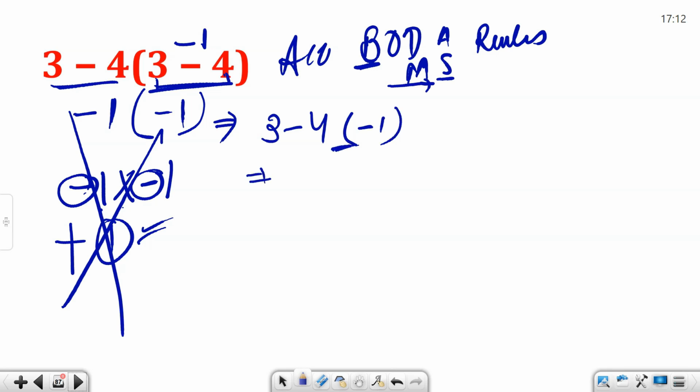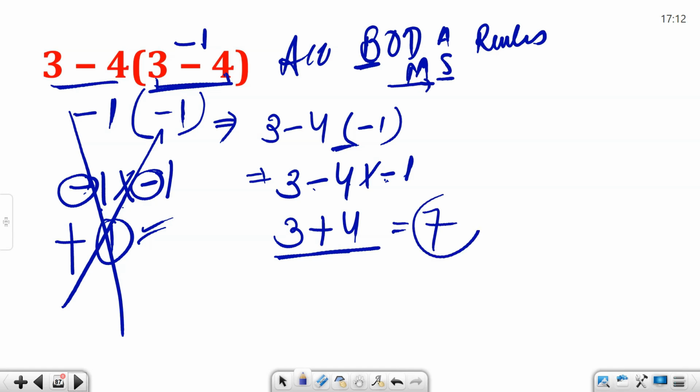Now, when we remove the brackets, we'll multiply. So it's 3 − 4 times −1. When we multiply minus and minus, it becomes plus. So 3 minus minus becomes plus, 4 times 1 is 4. 3 plus 4 equals 7. This is the right answer.